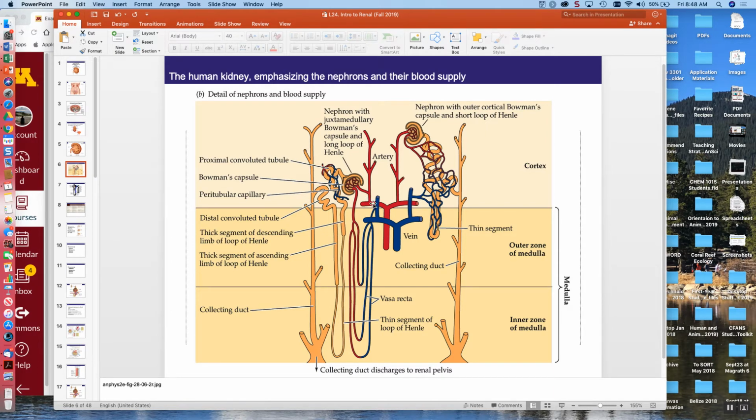All right, you can also see that you have arteries and veins, right? The arteries branch into arterioles. Arterioles actually are what enter into the glomerulus. You have afferent and efferent arterioles. And this is where the blood is filtered. We're going to get to that in just a second, too.